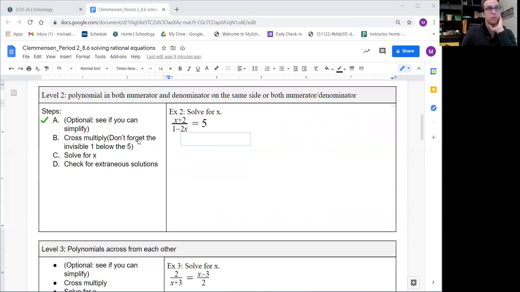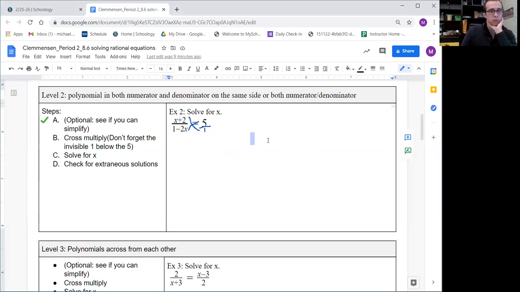Now I want to remind everybody, because I see this problem most when we're doing these problems at the beginning, everybody forgets it's an invisible over 1 right here. Because any number is really over 1. So if you're ever trying to find a fraction, it's really just an invisible over 1. Then I do the cross multiply again. 1 times x plus 2, 1 minus 2x times 5.